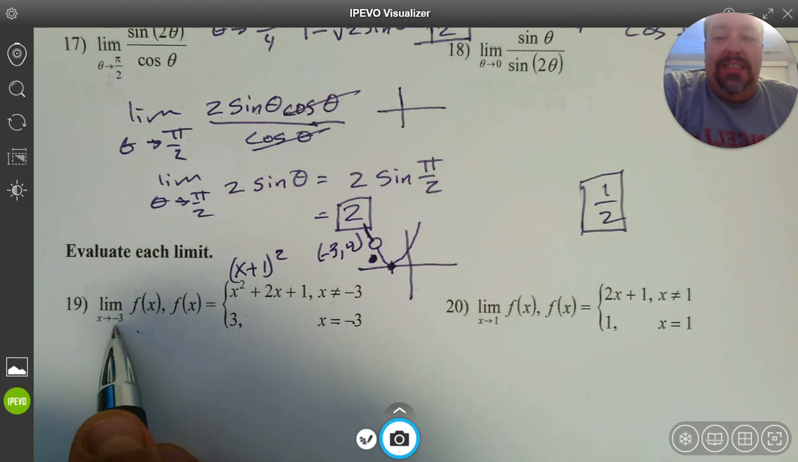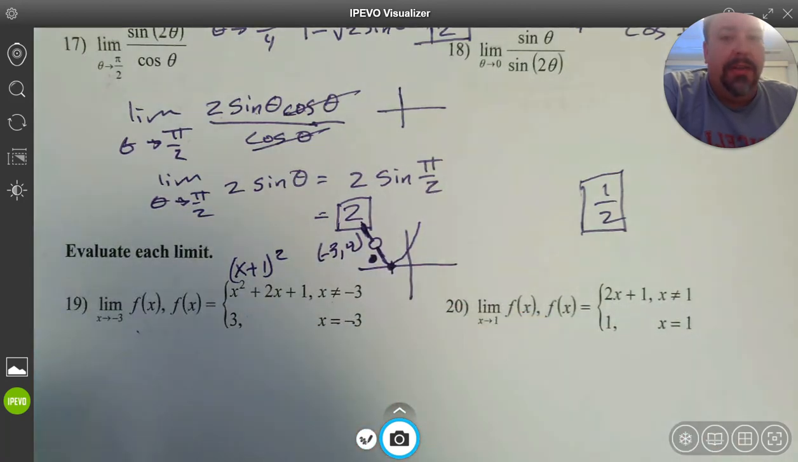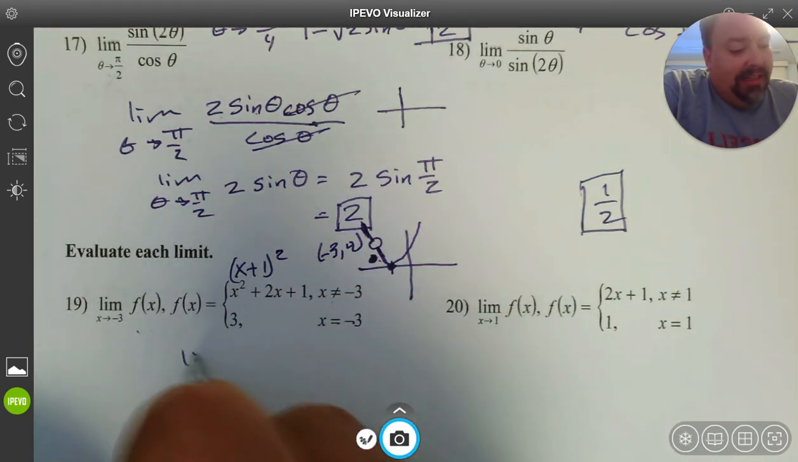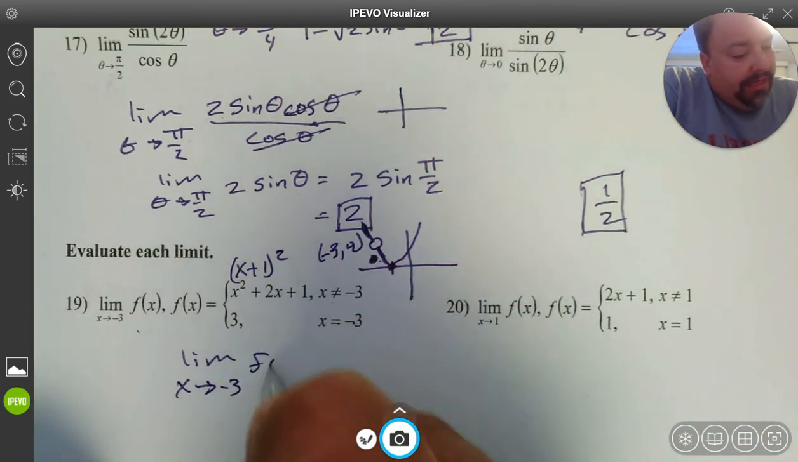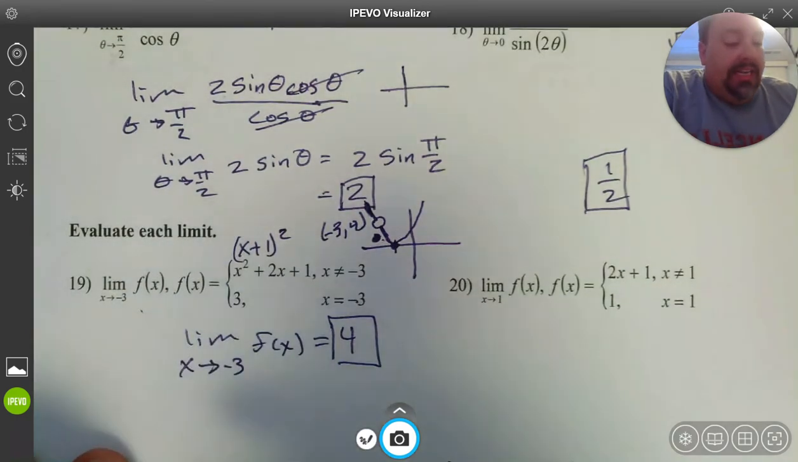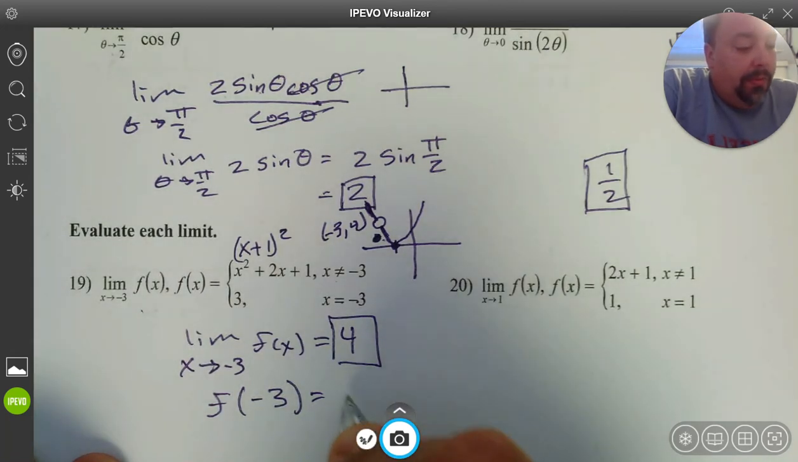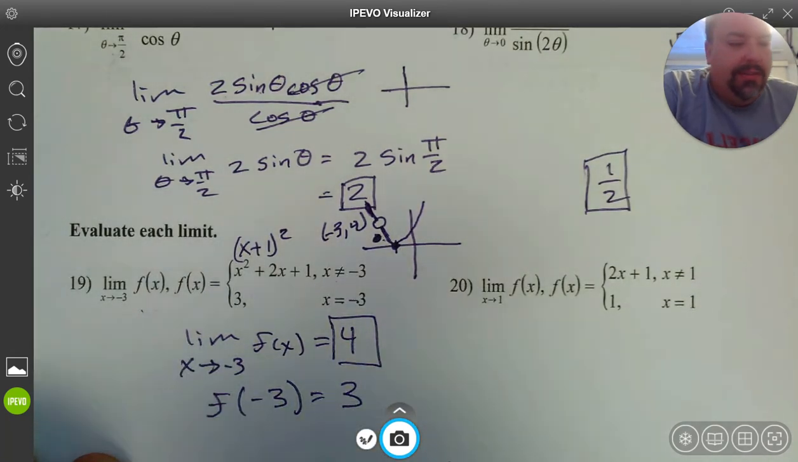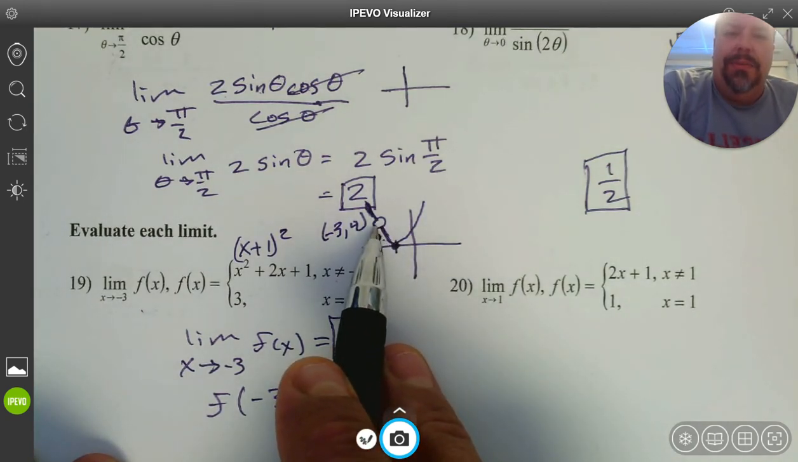But when we take the limit, remember what that means. When we take the limit, we're approaching from the left side, or we approach from the right side. We're getting closer and closer to that open circle. So when we take the limit as x goes to -3 of f of x, we're approaching the open circle, and the limit would be 4. Now, I didn't ask this, but if I were to evaluate the function at -3, then the answer would be 3. But that's different. So this function is not continuous. It has a removable discontinuity at that x value.